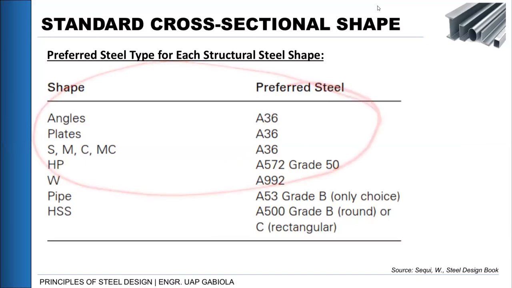Okay. So these shapes are important to understand so that when we try to assume or to use these sections, we have an idea what type of material we will be using or suggesting to our client so that we will not violate any of the requirements set by the code.